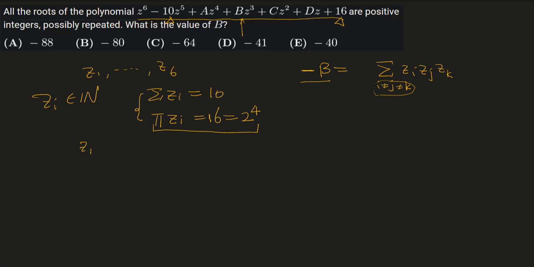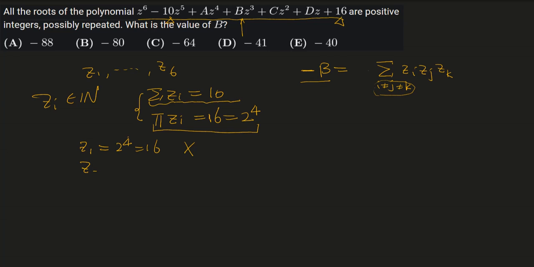In case 1, let's assume that z1 is the largest. So what about z1 equals 2 to the 4th? Because all zi's should be a factor of this 16, or 2 to the 4th. Therefore, z1 equals 2 to the 4th, which is 16. We know it's certainly wrong. That's not possible, because we know that the sum is 10 and all 6 roots are positive integers. So we can't have a root that is greater than 10 already.